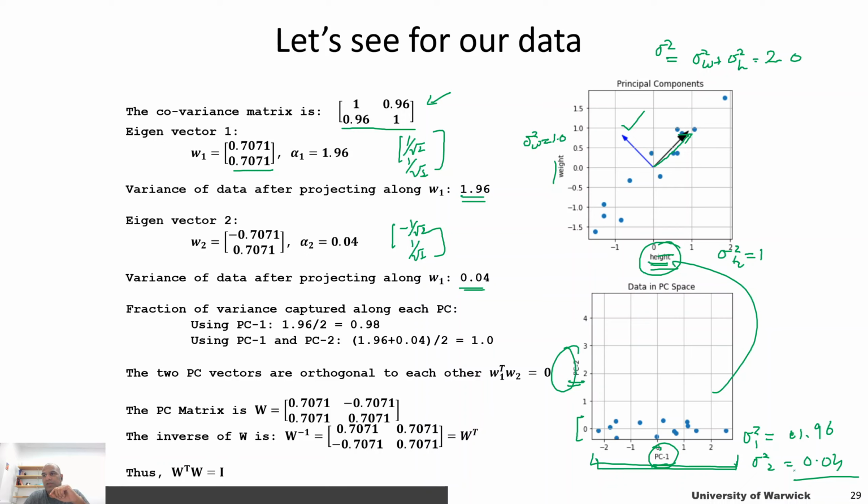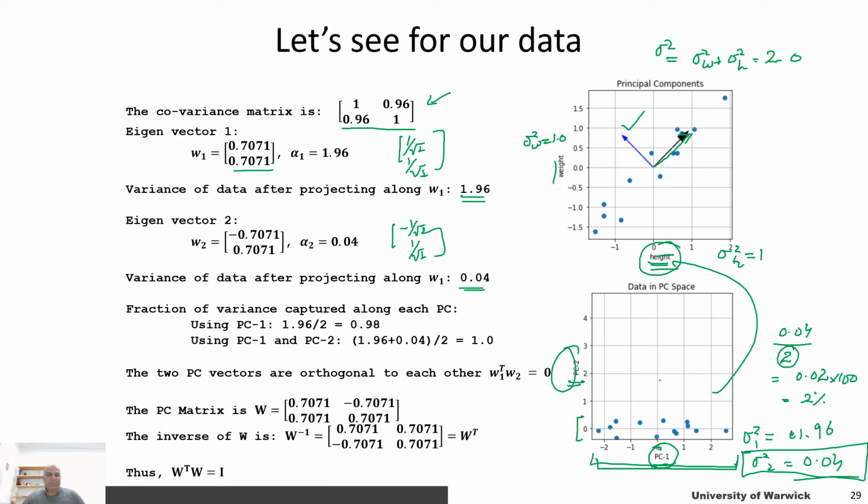The amount of information loss is going to be this much out of 2. So the amount of information that I would lose by projecting only along the first principal component is going to be 0.04 over 2, because 2 is the total variance over here. So that means 0.02, right? And that means if I multiply it with 100 to convert it into a percentage, then I've only lost about 2% of the variance.